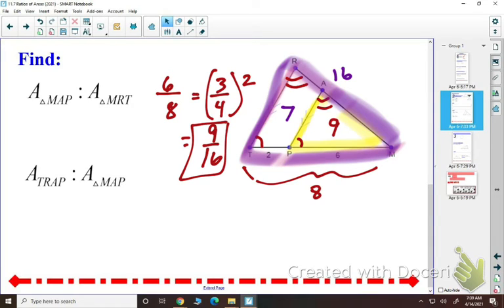So in the next problem, it says the area of the trapezoid TRAP, which is, let me switch colors one more time here, that would be this one here, to triangle MAP. So look at the figure here. We had the 7, and then MAP was 9, so it would be a 7 to 9 ratio.